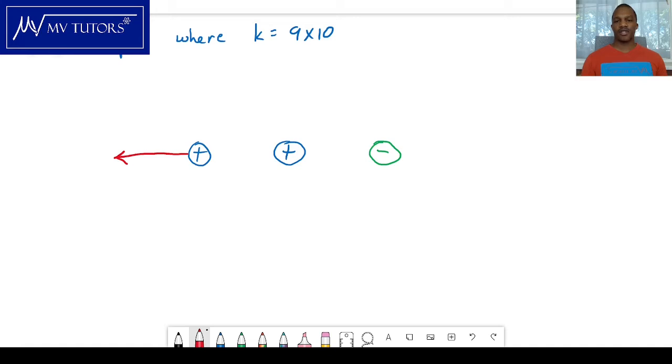Obviously if it's repelling, then it's going to go that way as well. And between these two, we have a positive and a negative, so they attract like that. The net force will go that way, because the force of repulsion is bigger than the force of attraction.